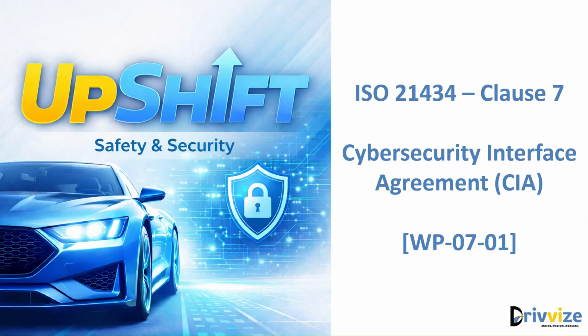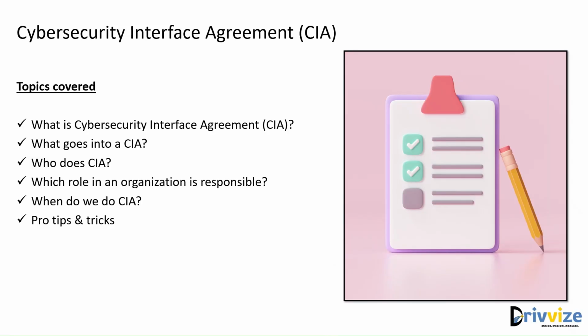Today we are going to talk about the ISO 21434 Clause 7, which is nothing but the Cybersecurity Interface Agreement. In today's session, we are going to talk about what a Cybersecurity Interface Agreement is, what goes into a CIA, who is doing the CIA, which role in an organization is responsible for executing a CIA, and when do we do the CIA. And finally, based on our experience, we'll be providing you with some pro tips and tricks. That's what we'll be covering in today's session.